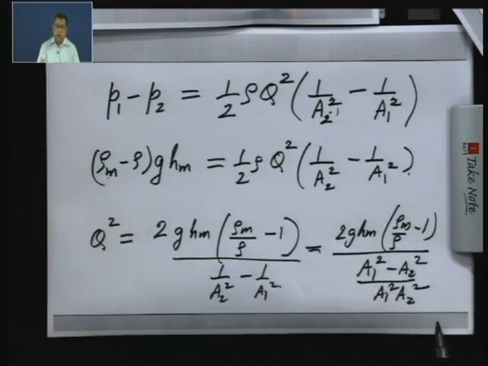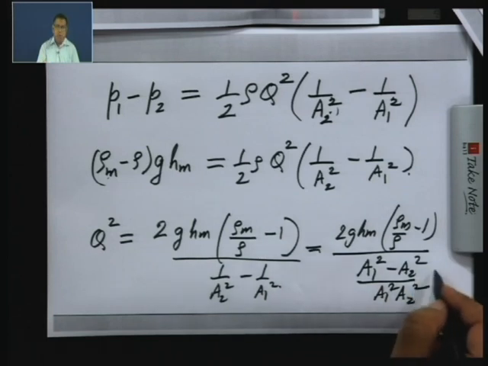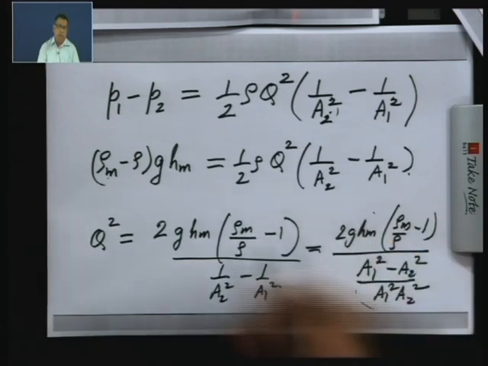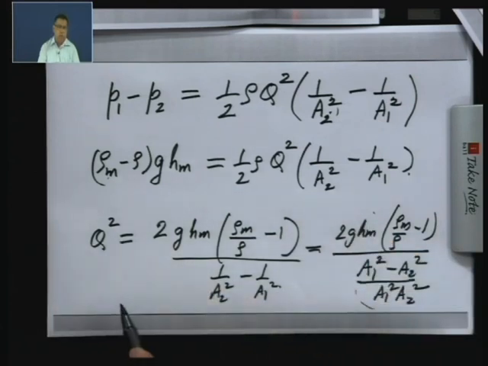Now, the geometry is known, so this denominator can be found. So, by measuring this HM, you have an expression for q square, and if you take the square root of both sides, you will get what is q.